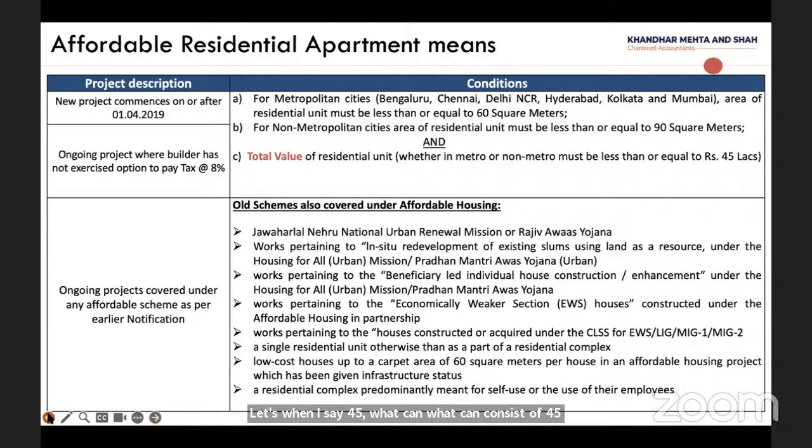So again, before going to what can consist of 45 lakhs, let's just refresh it again. For metro cities, 60 square meters. For non-metro cities, 90 square meters, RERA carpet area, and the total value, if it is below or equal to 45 lakhs, then this reduced rate of 1% will be applicable. And for an ongoing project, 8% will be applicable.